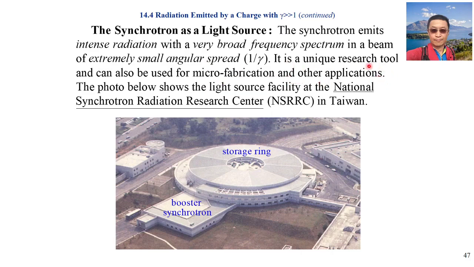So from this viewpoint, I am a user of X-ray, and I am also familiar with synchrotron radiation. I will show you little by little. The photo below shows the light source facility at the National Synchrotron Radiation Research Center in Taiwan. We have a booster synchrotron and we have a storage ring inside.